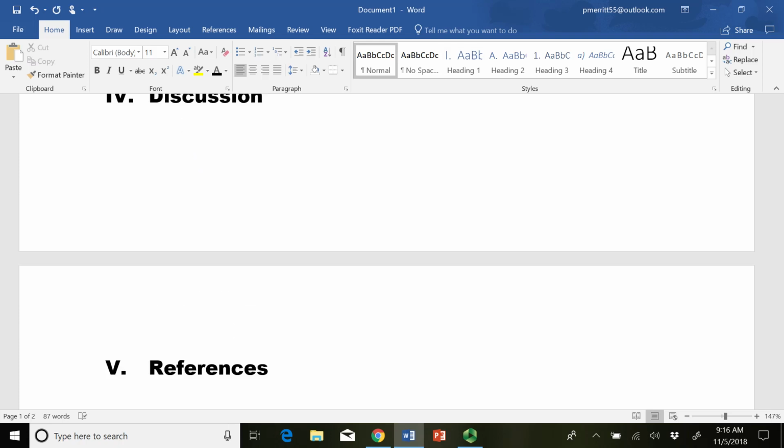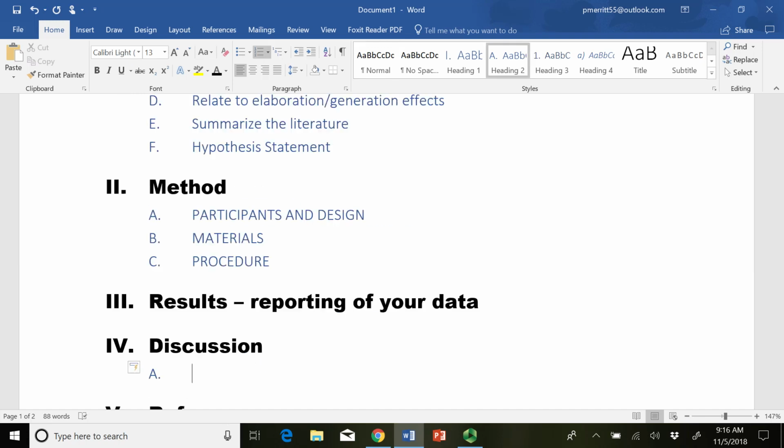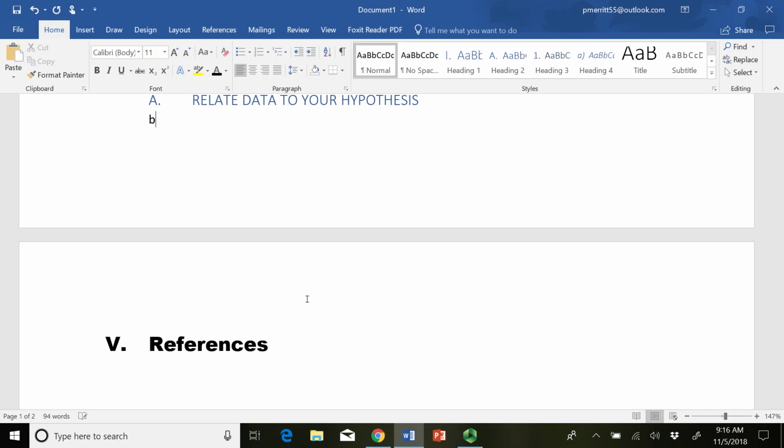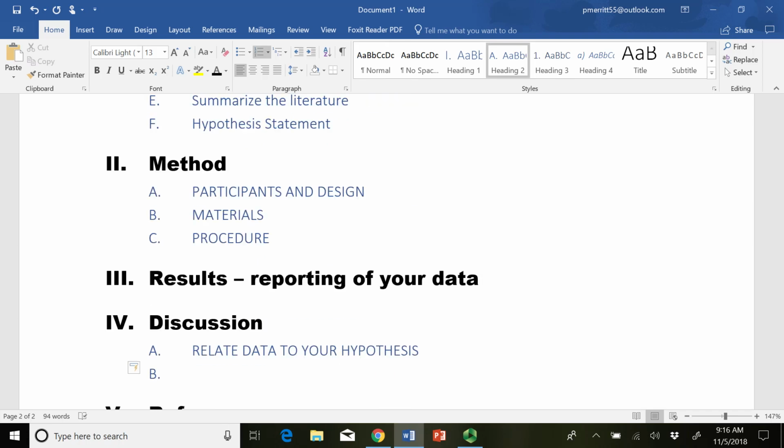Then in your discussion, the first paragraph out of the gate is relate your data to your hypothesis. And then you will move on, and the rest of your discussion will relate your data to the extant literature.